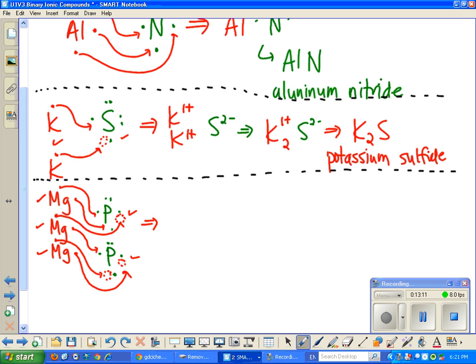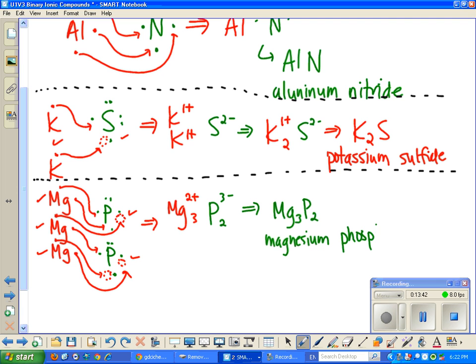So that means that we have magnesium 2+, and it took 3 of them in order to combine with phosphorus, which has a charge of 3-, and it took 2 of them. So the chemical formula that results from the combination of these two is Mg3P2, 3 magnesiums to 2 phosphoruses. And the name of it becomes magnesium from the ion side of the table, and phosphorus becomes phosphide.